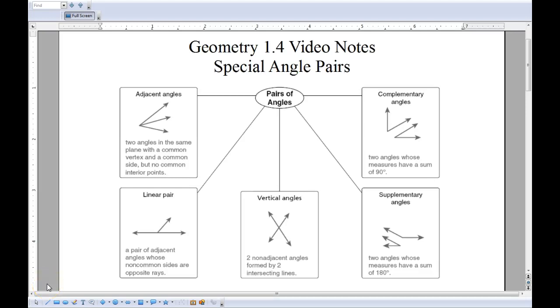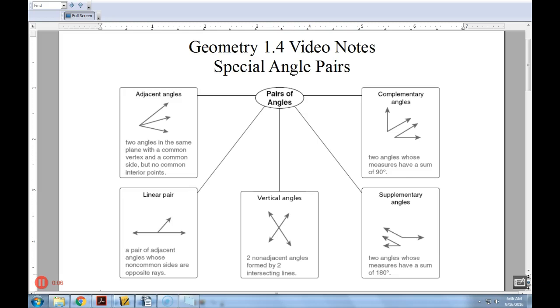All right. Geometry 1.4 video notes, special angle pairs. So yesterday we talked about angles and we figured out how to classify angles: acute, obtuse, right, straight, how many degrees they have. We learned the angle addition postulate, which we're going to use a little bit today, but today we want to get into some special pairs.